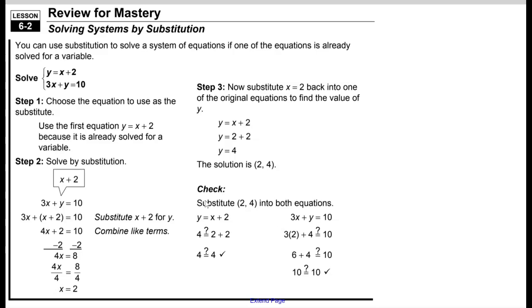In the previous video we solved systems by graphing, but here we're going to solve them by substitution. So stay with me. It's not that easy, but it's not that hard. We're going to take a look at a few examples here.